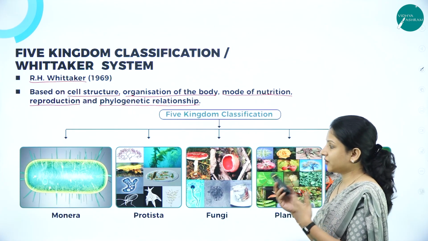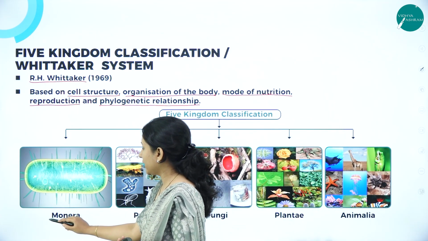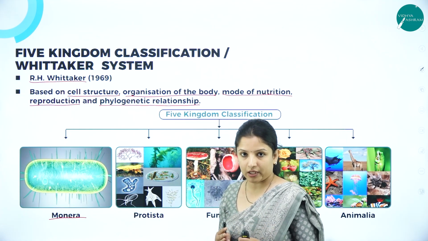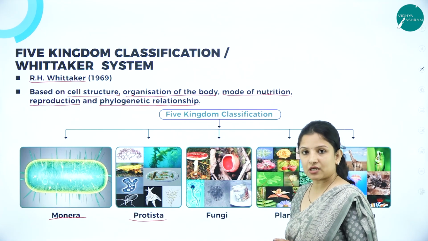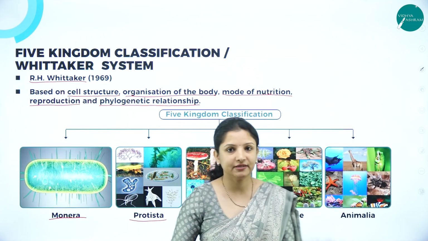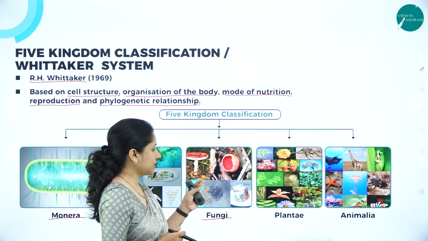So these are the 5 kingdoms into which the organisms are grouped or classified. It is kingdom Monera. Under this, all the bacteria come under kingdom Monera. And under Protista, most of the unicellular organisms come under Protista. Then fungi, they are multicellular. Mushroom, toadstools and aspergillus, all these come under fungi.